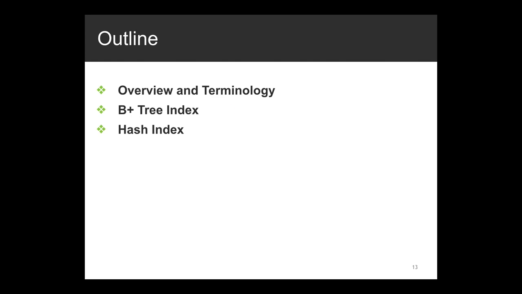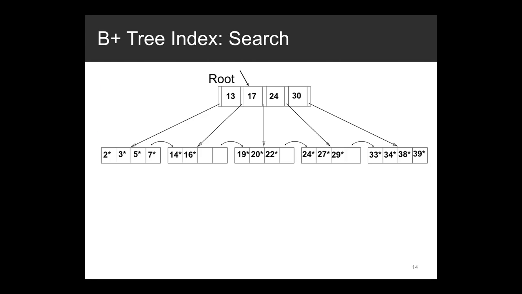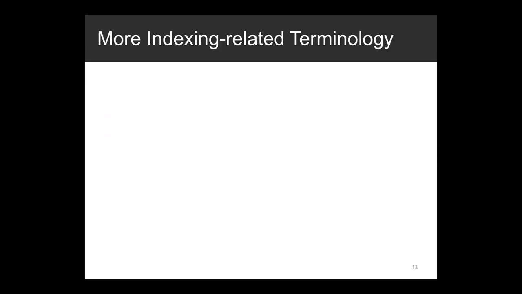Okay, let's resume our discussion about indexes, starting with the B plus tree index. This is something that you're going to implement for project 2. So pay attention and make sure you understand all the algorithms that are going to be discussed for this index structure. So we talked about different, let's say, APIs.